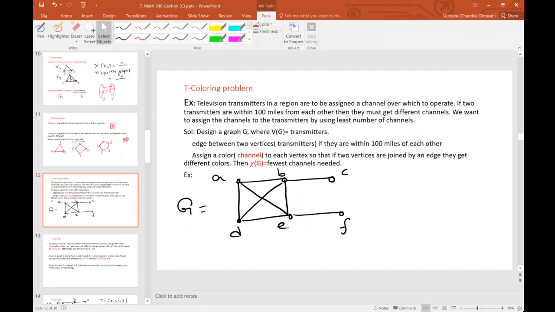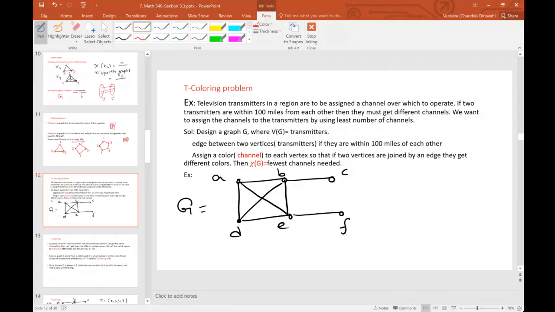Let us take, for example, a bunch of television transmitters, and this is the graph. You want to assign a channel to each television transmitter. You can think of this as CBS, this as ESPN, this is CNN, like that. And if the transmitters are within 100 miles, you want to give them different channel numbers because of the frequency issues.